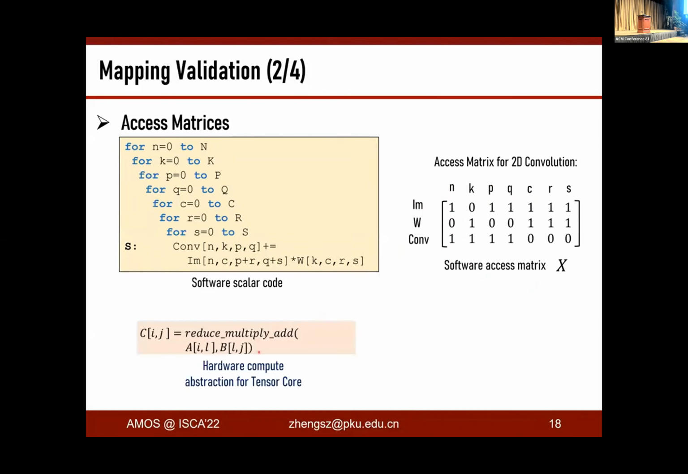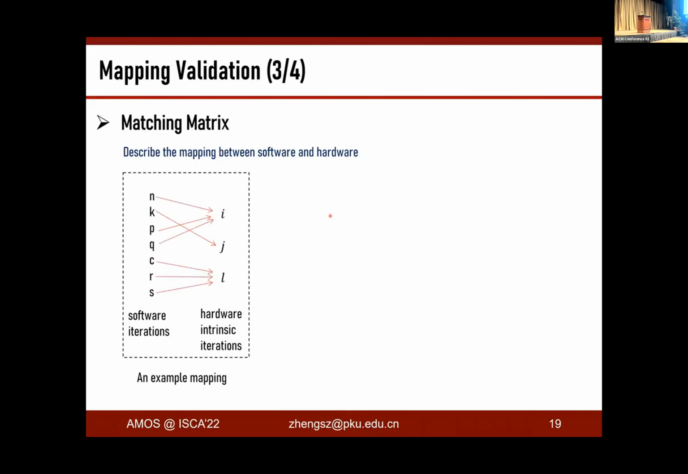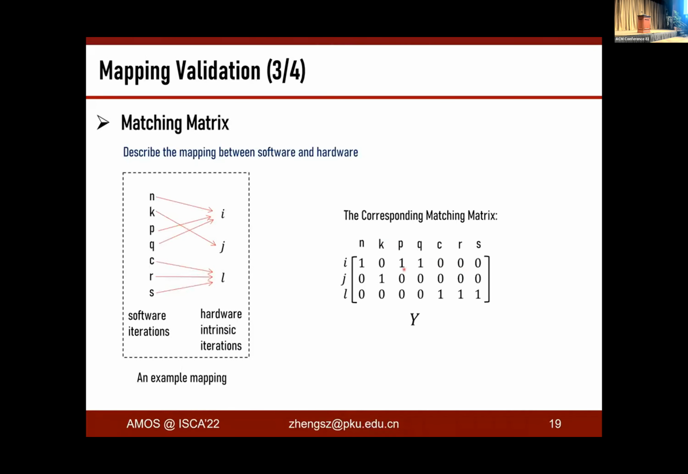Similarly, we can get the access matrix of the hardware intrinsic. Second, we can also use a matrix to represent the software-hardware mapping. We put software iterations in columns and the intrinsic iterations in rows. The value 1 at column J, row I indicates that the iteration from software at column J and the iteration from the hardware at row I are mapped together. We call this matrix Y.